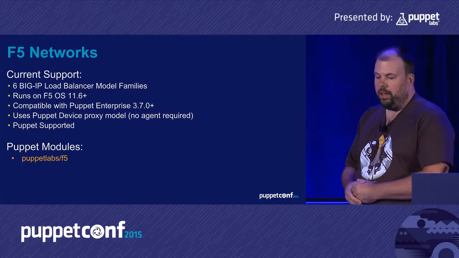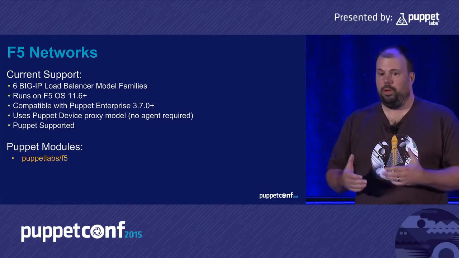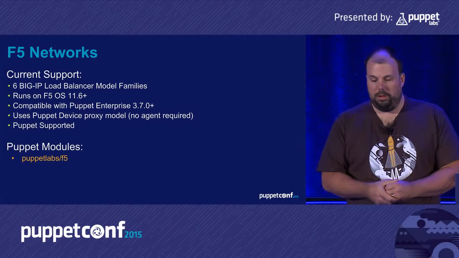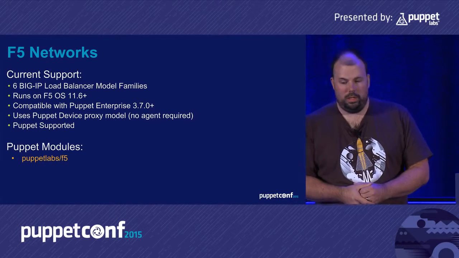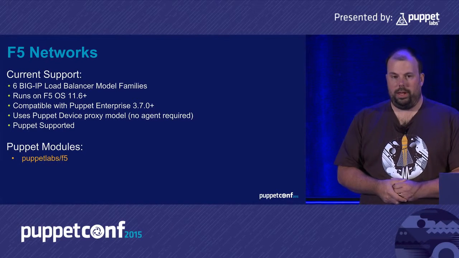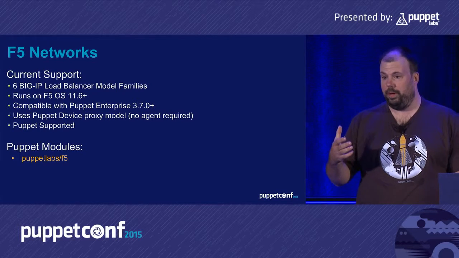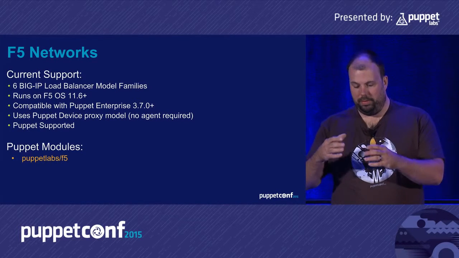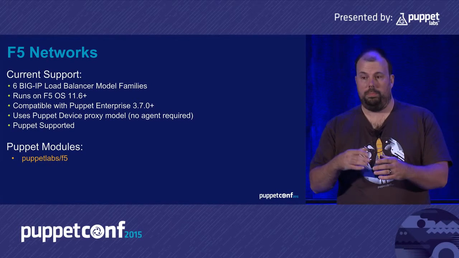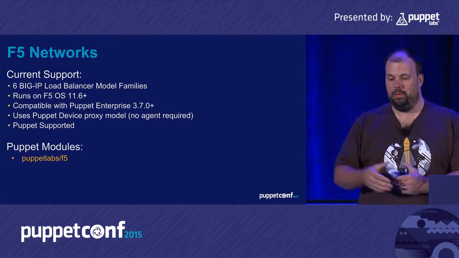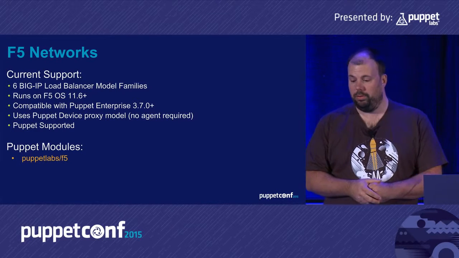When it comes to F5, it's not necessarily all about switches. We also have some load balancer support. And for F5, we support their Big IP series load balancers. These devices actually aren't running a Puppet agent on them, but instead it makes use of what's called the Puppet device model, where you basically set up a Puppet device server, and this acts as a proxy. And in this case, it's proxying REST commands over to the F5 load balancers.